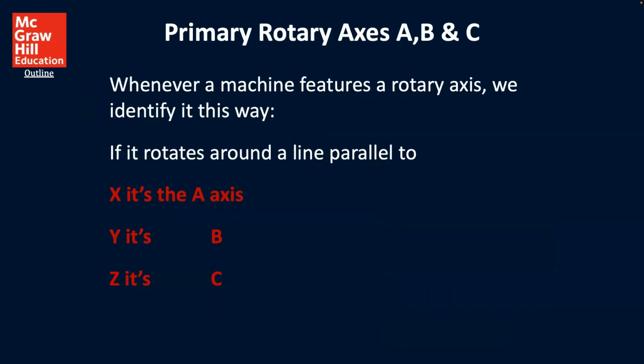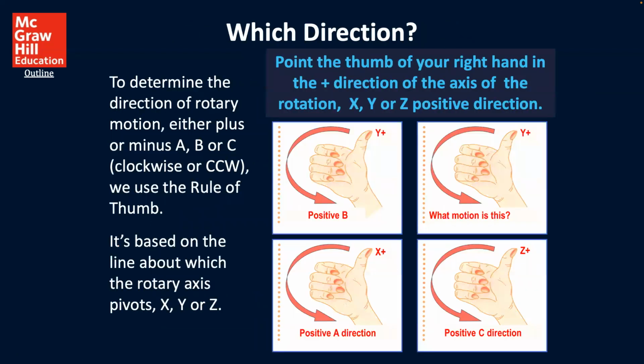Now thinking about the primary rotary axes, so it's not X, Y, Z, but A, B, and C. Whenever a machine features a rotary axis, we identify it in this way. If it rotates around a line parallel to the X, then it's the A axis. If it rotates parallel to the Y, then it's the B axis. And if it rotates around the Z axis, then we would be thinking of it in terms of the C axis. That gives you a perspective for that.